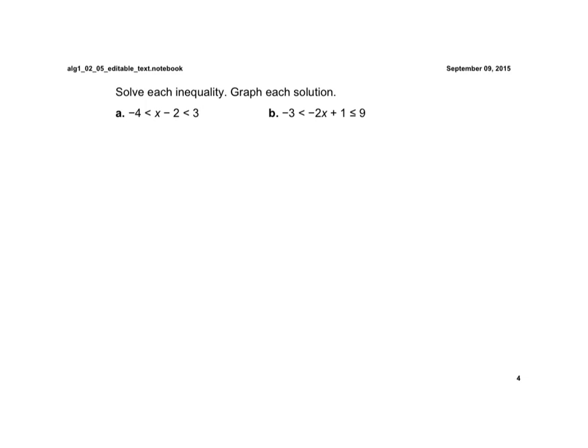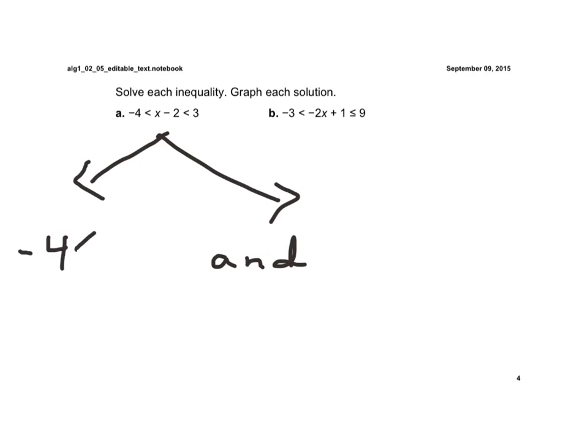Now we want to solve. Well, these are both AND inequalities. They don't have to contain the word AND, but they can. Now when they're written like this and there's just one variable on the inside, I'm going to do these two different ways. The first one, I'm going to break it up into its two inequalities with the word AND between them. So I'd have negative 4 is less than x minus 2 and x minus 2 is less than 3.